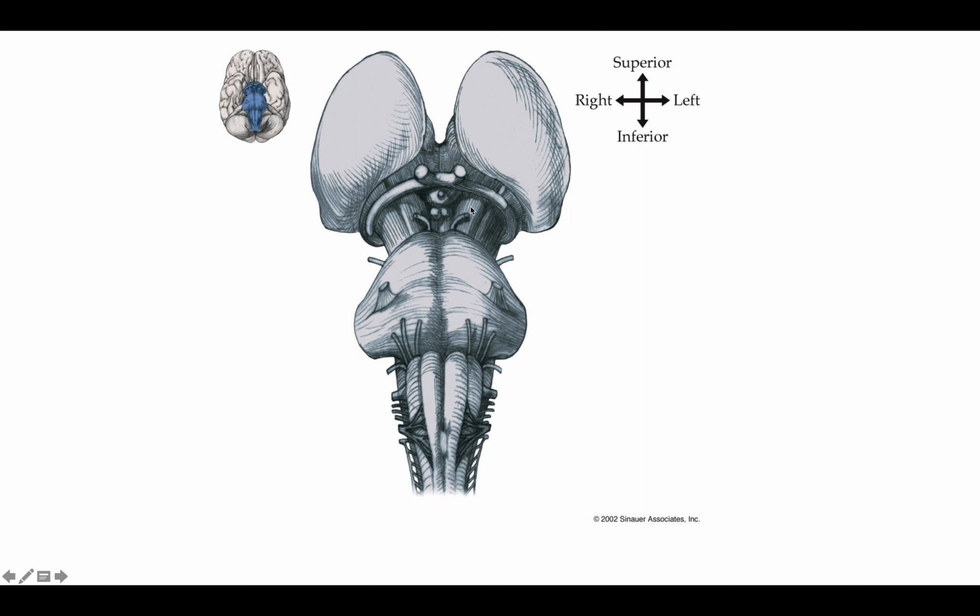So as you see, this is an anterior view of the brainstem, and the brainstem is subdivided into the upper part, which is the midbrain, the middle part, which is the pons, and the lower part, which is the medulla. So cranial nerves number 3 and 4 are originating from the midbrain, cranial nerves number 5, 6, 7, and 8 are originating from the pons, and cranial nerves number 9, 10, 11, and 12 are originating from the medulla.